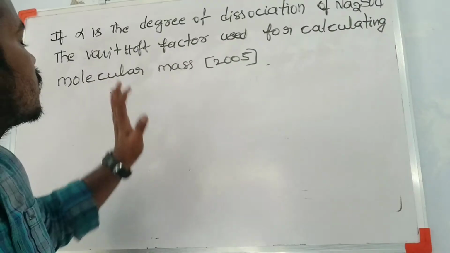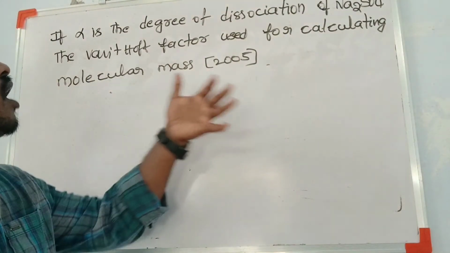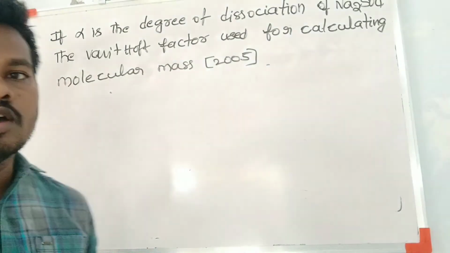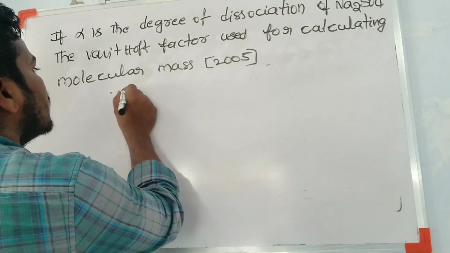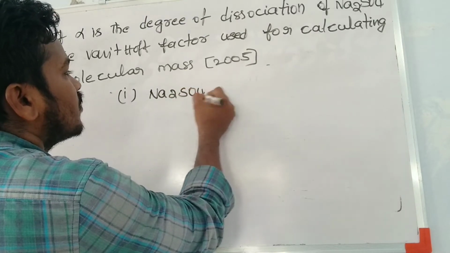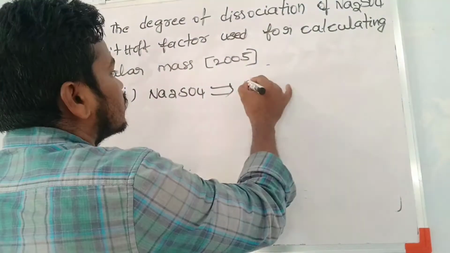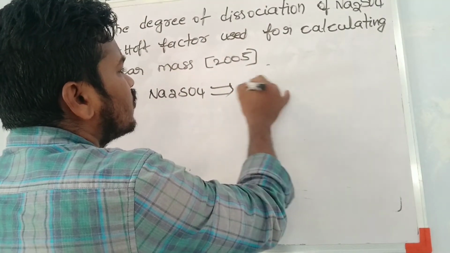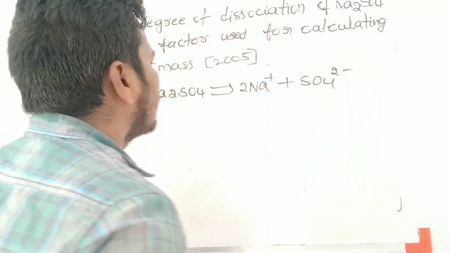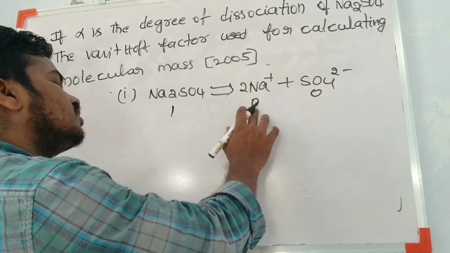So next question: if alpha is the degree of dissociation of Na2SO4, the i factor is used for calculating the molecular mass. We have to calculate i for Na2SO4. That means how many ions will it form? It forms 2 Na plus and SO4 2 minus. So before dissociation, the concentration of ions will be 0, 0.